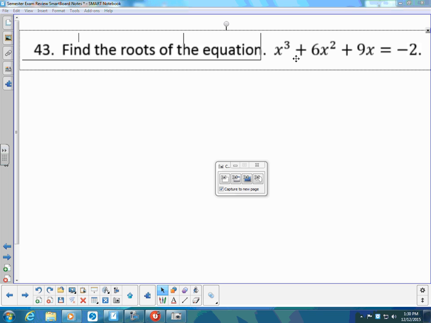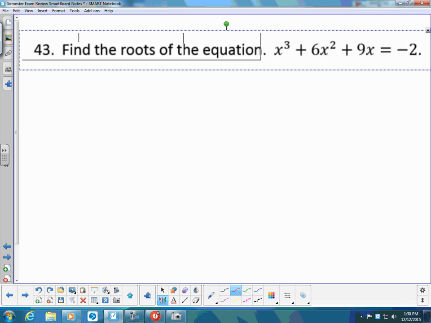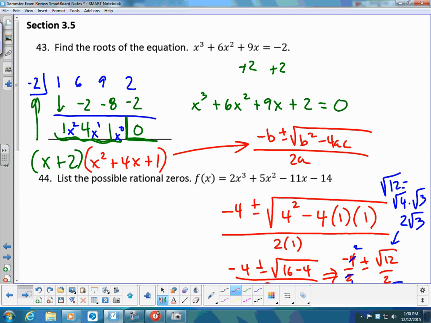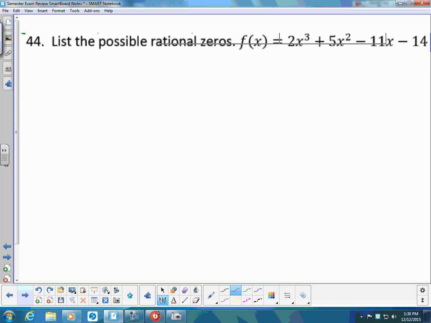So I'm finding the roots of this equation. I'm going to add 2 to both sides, and I'm going to have x cubed plus 6x squared plus 9x plus 2 equals 0. That's not the one I wanted to copy. I copied the right one here. That's the one I want to do. Find the possible rational roots, or possible rational zeros.